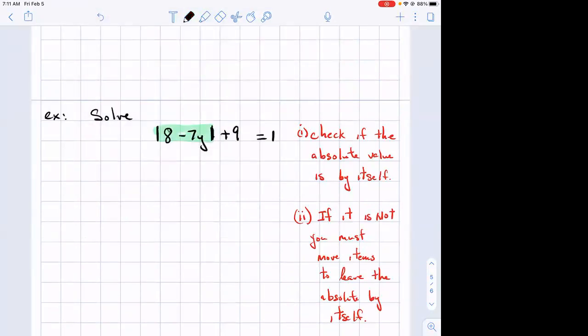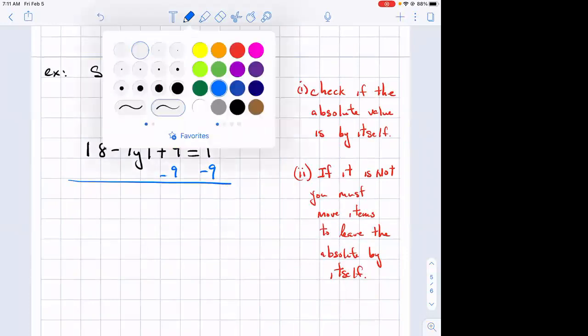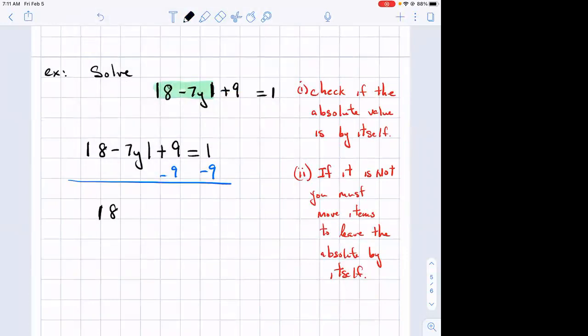So we have the absolute value of 8 minus 7y plus 9 is equal to 1. Now, since I'm going across the equal sign, I will minus 9 on both sides. And if I do this, I have the absolute value of 8 minus 7y is now equal to negative 8. So now my absolute value is by itself.